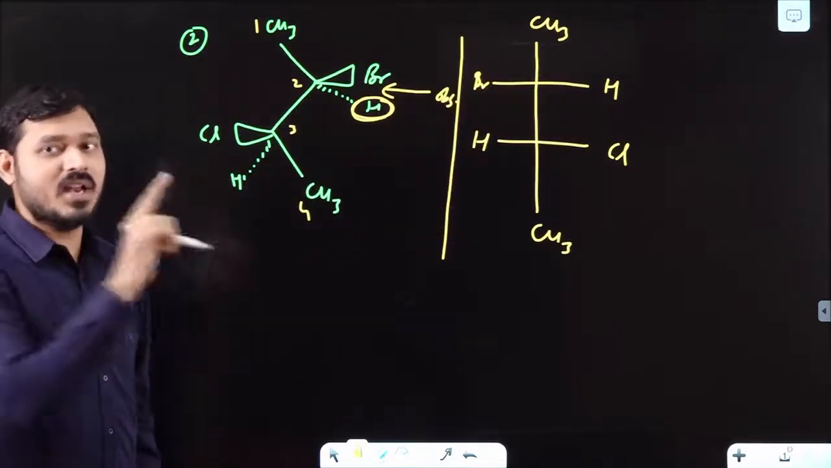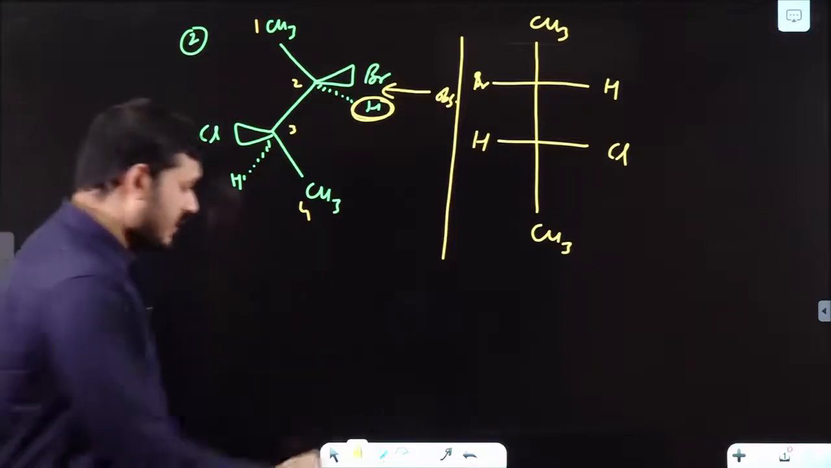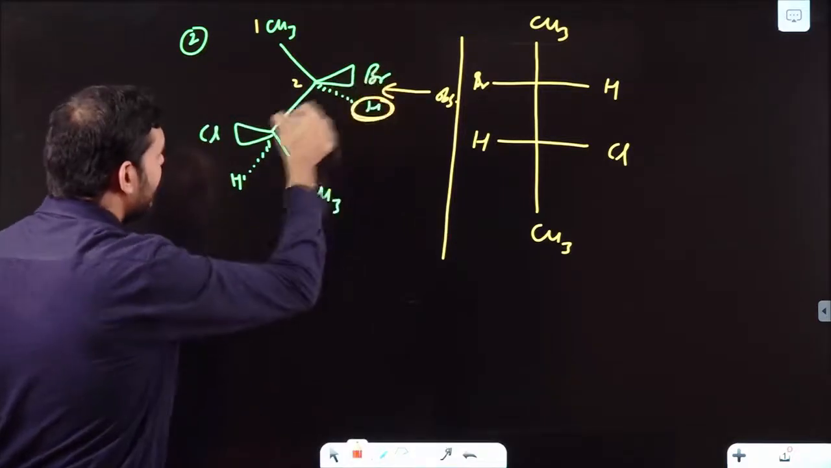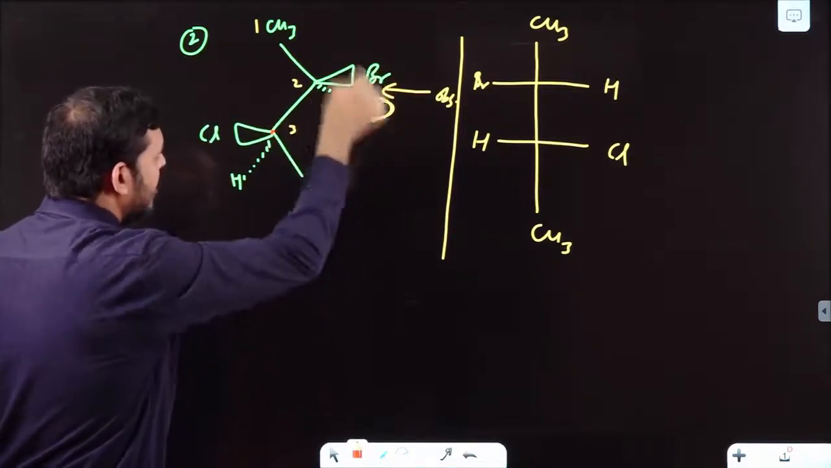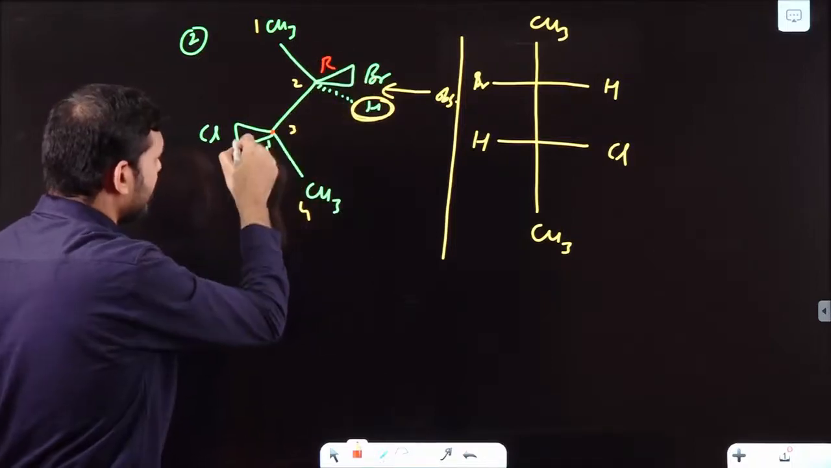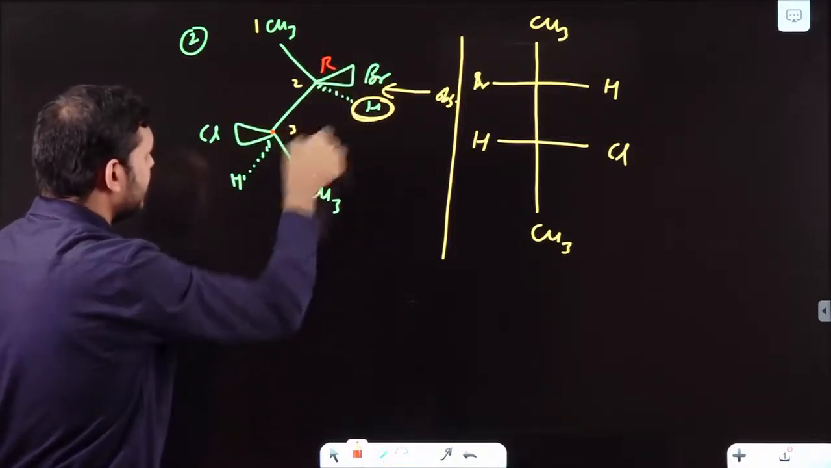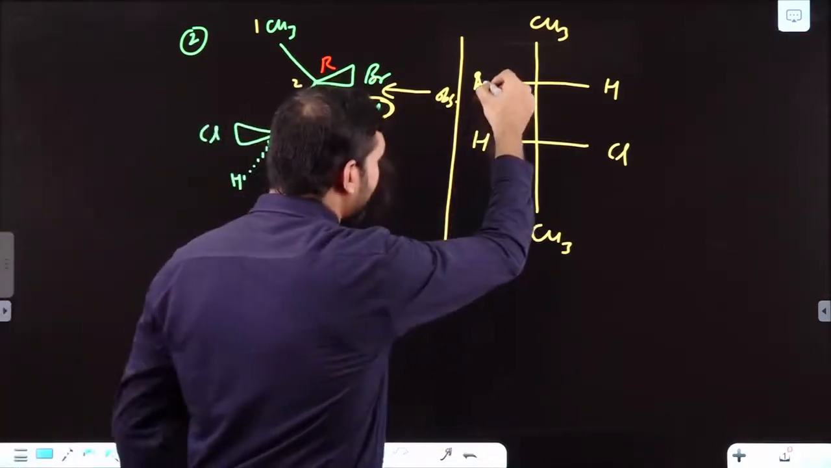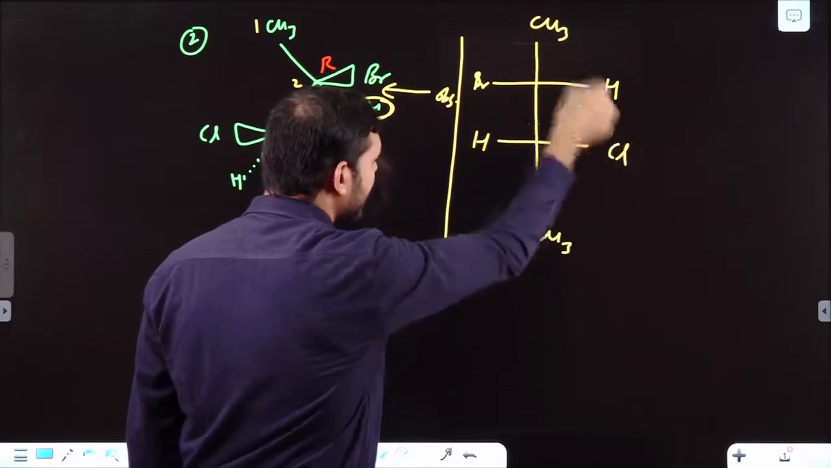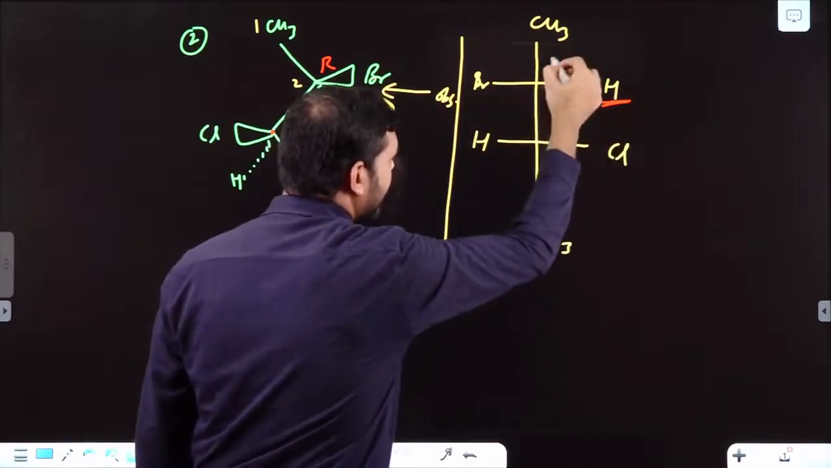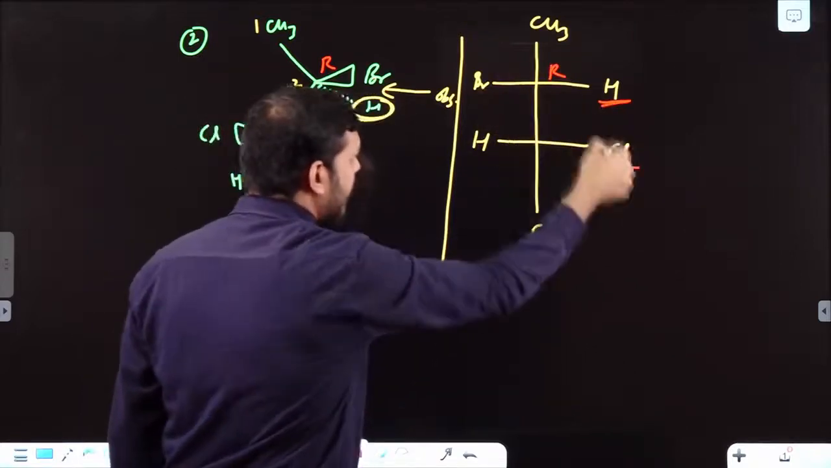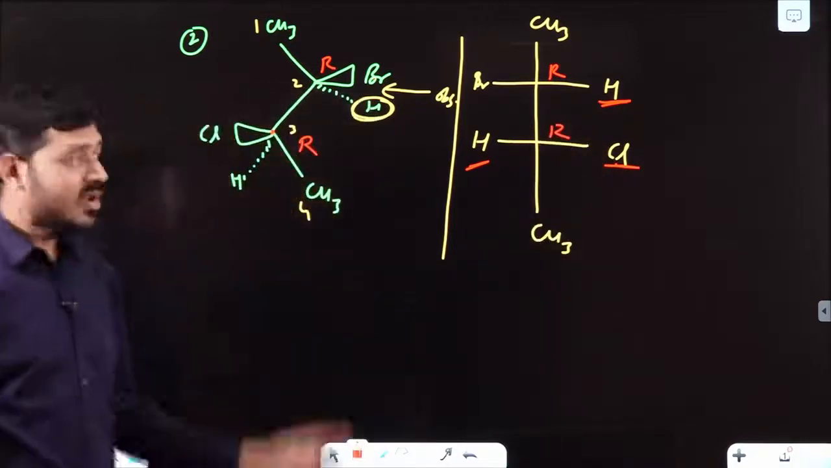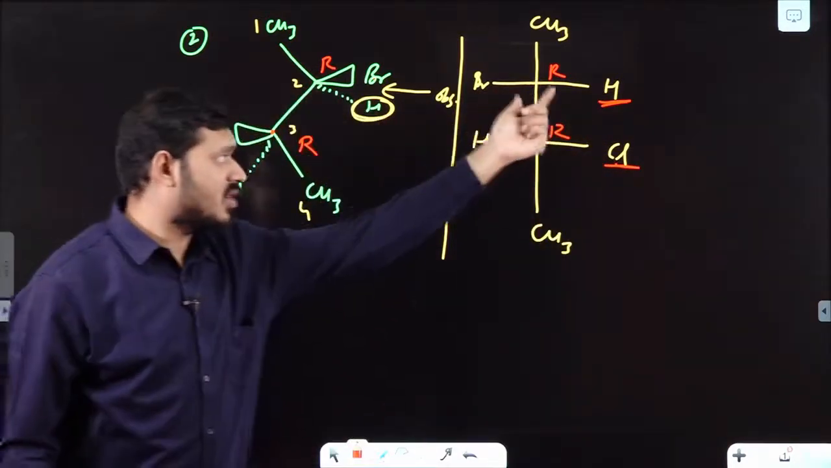Clear? Now let me verify this conversion using RS configuration. First of all here, bromine is first priority, this part will be second. So it is clockwise, this is R. Now check this one, chlorine is 1, this part will be second priority. So this is also R configuration only. Okay, now check this one. Bromine is 1, chlorine is 2. So it is anti-clockwise, but hydrogen on horizontal, so it is R. Now check this one, chlorine, bromine here, so anti, but hydrogen here, so it is clockwise. See, both are having RR configuration, here also RR configuration.